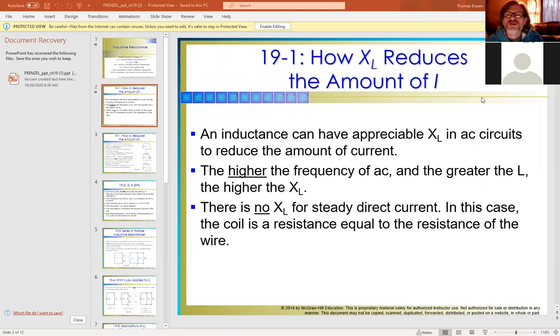So our first broad statement: an inductance can have an appreciable X of L in AC circuits, which will reduce the amount of current. Like I said before, with capacitors it was affecting the voltage, right? So we get into a term, you'll probably hear this from time to time, but they say it's ELI the ICEman, which is a mnemonic for memorizing.